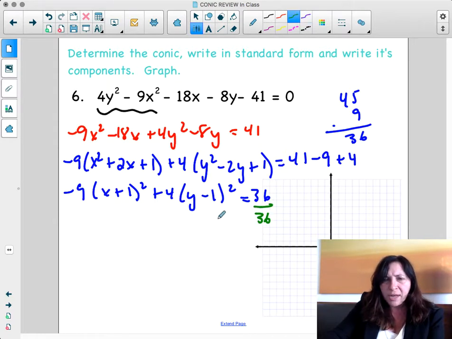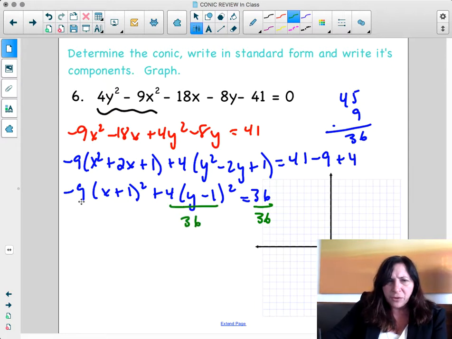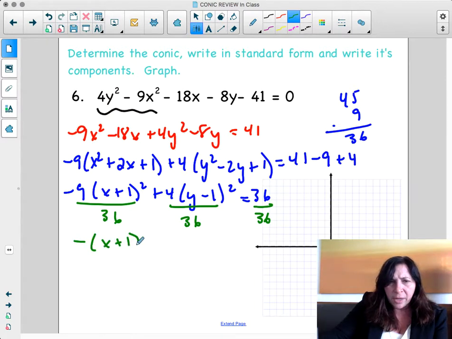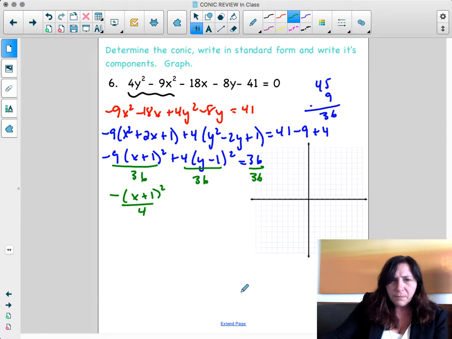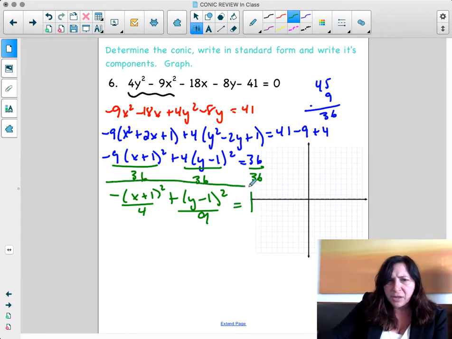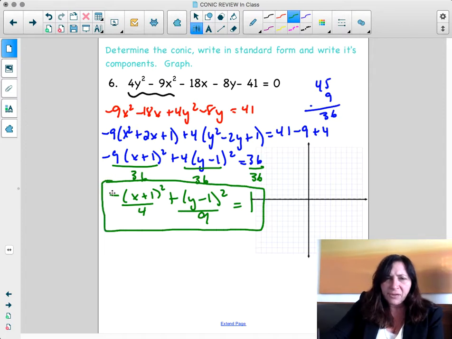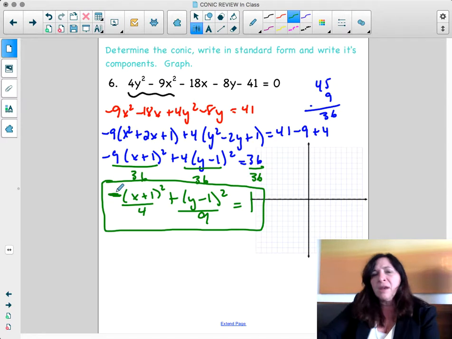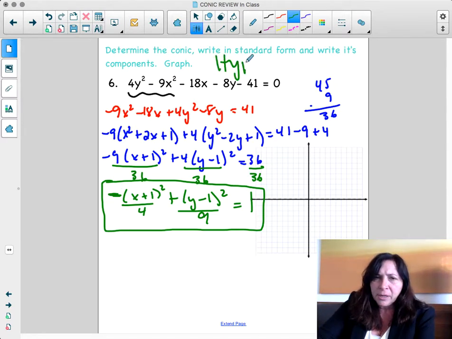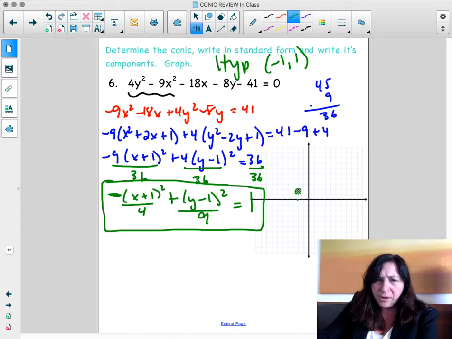Now I'm going to divide out this 36, because remember, that has to be 1 if it's in standard form. So divide out the 36 all the way through. We get negative quantity x plus 1 all over 4 plus y minus 1 quantity squared over 9 is equal to 1. So this is the equation of my ellipse, or excuse me, of my hyperbola in standard form. And again, it's a hyperbola because of this minus sign right here. My center of my hyperbola is going to be negative 1, comma, positive 1. So we're going to go negative 1, positive 1, there it is.